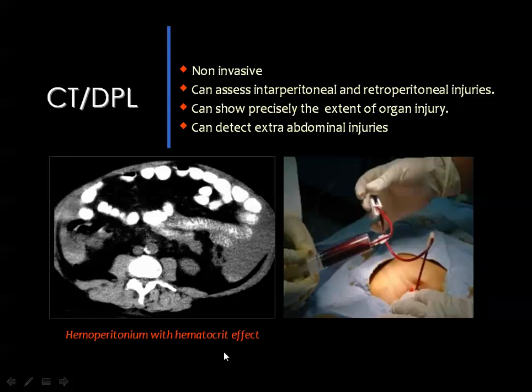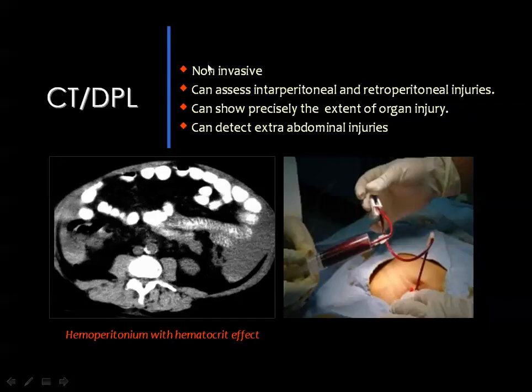Then this is the diagnostic peritoneal lavage. You put some catheters inside the peritoneal cavity and you aspirate blood, which indicates the presence of an internal hemorrhage and that one of the organs has been injured. And this is just a comparison between the diagnostic value of CT and the diagnostic value of peritoneal lavage.